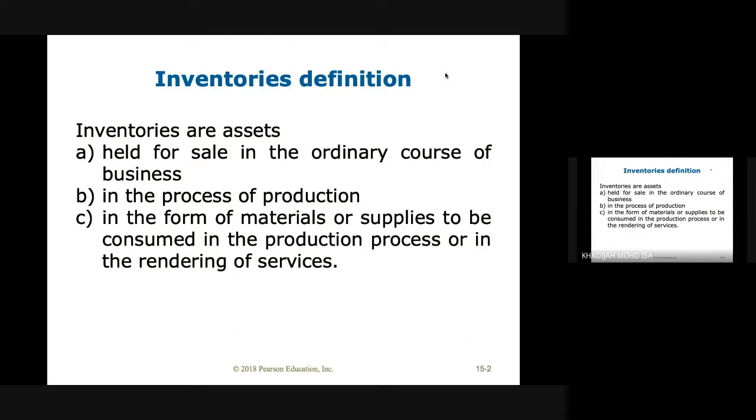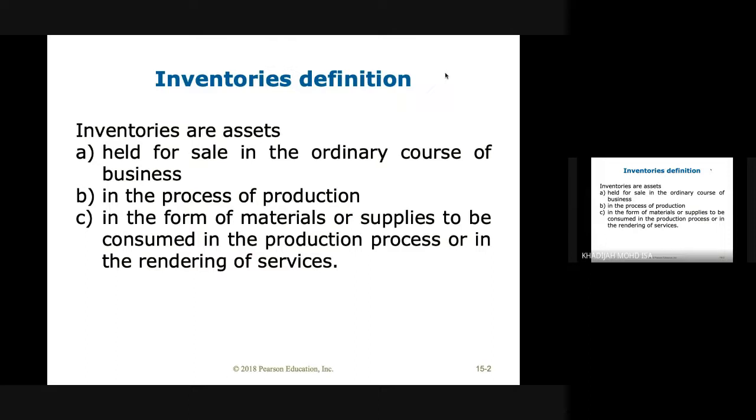And we have to purchase the inventories at cost, and then you sell at a profit. So the difference between your sales price and the cost is your profit.